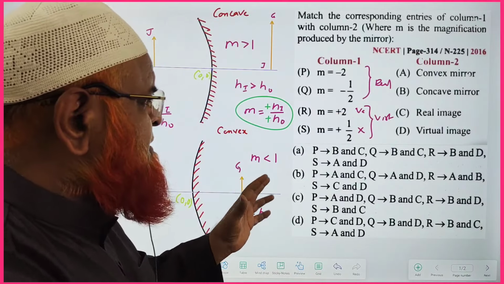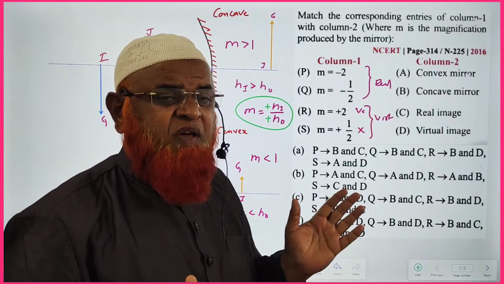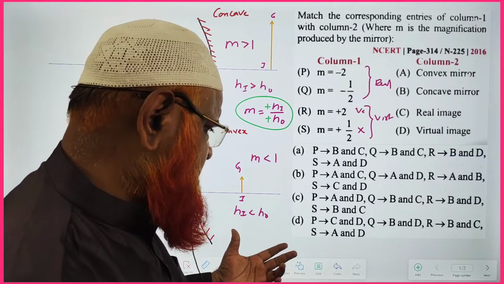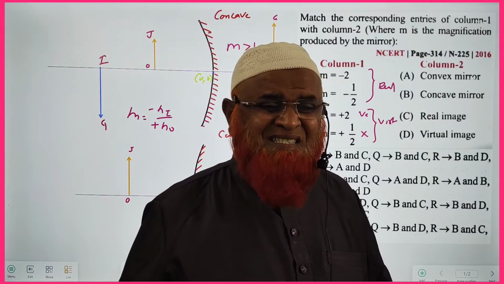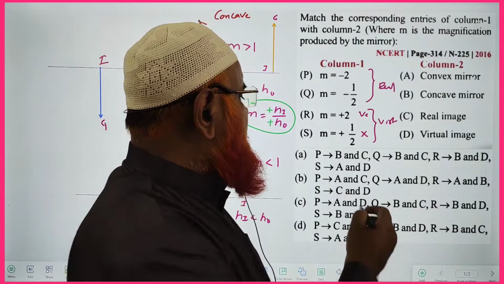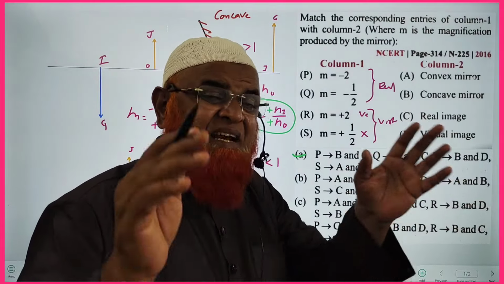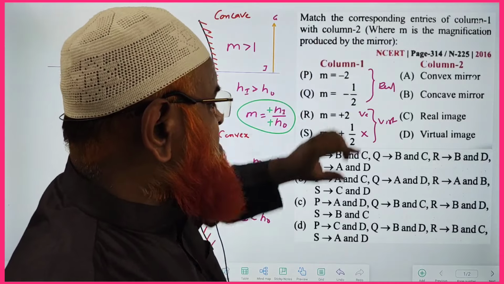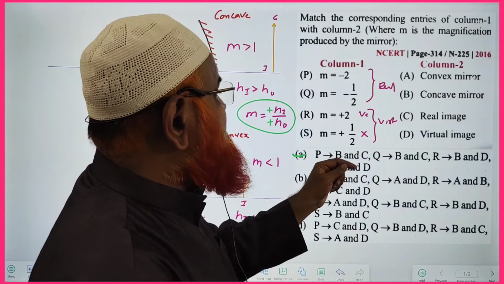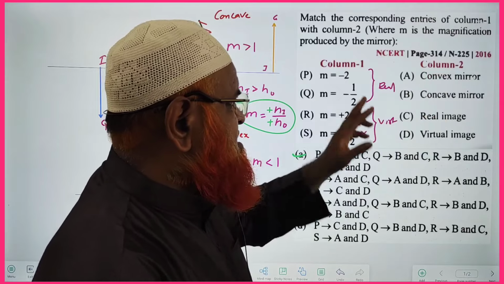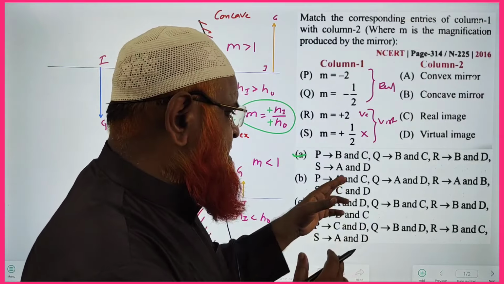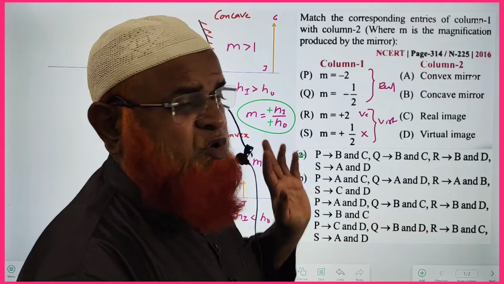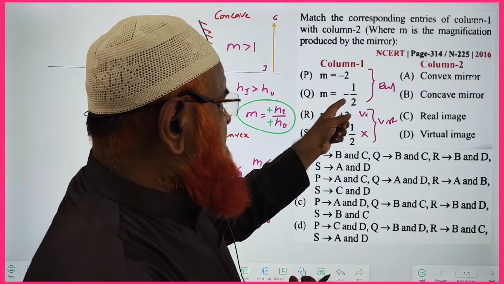Now it's very simple. When you understand these two logics, it is very simple to match the following. It's very easy if you understand these two logics to find the correct option. Here the correct option is going to be the A option. How can you say A option here? Let us see. P means M is equal to minus 2. Minus 2 indicates it's a real image. It is a real and magnified image because it is greater than 1. Real and magnified, so B and C. What is B here? Concave mirror. This type of magnification comes from a concave mirror. And C is going to be the real image. It's correct now.